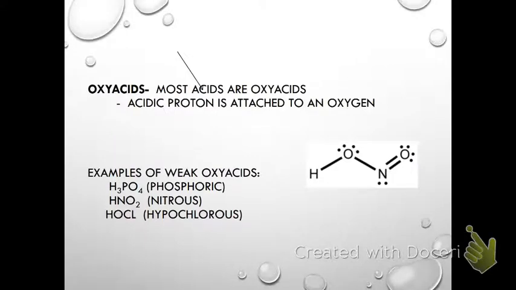Oxyacids are, as a matter of fact, most acids are oxyacids, and that is they have an acidic proton attached to an oxygen. So this would be HNO2 right here. And these tend to be weak oxyacids, and there's a couple of examples.